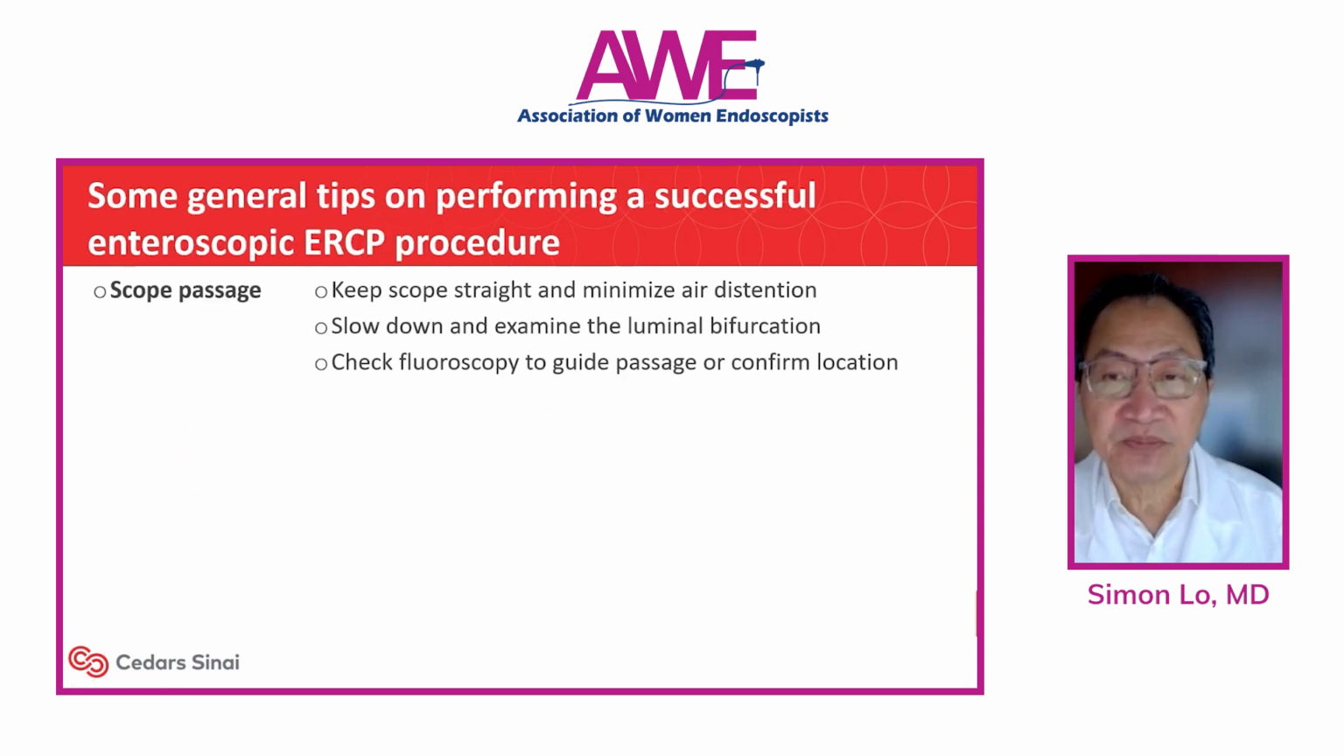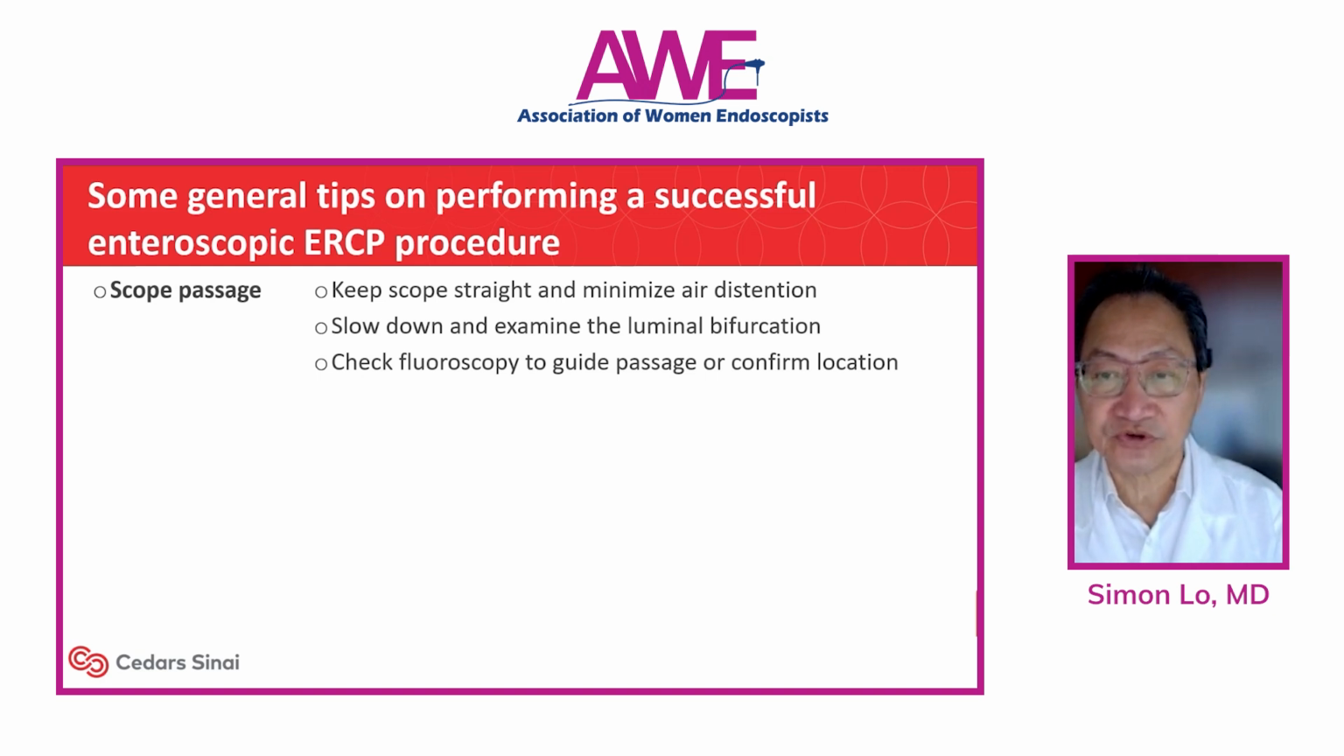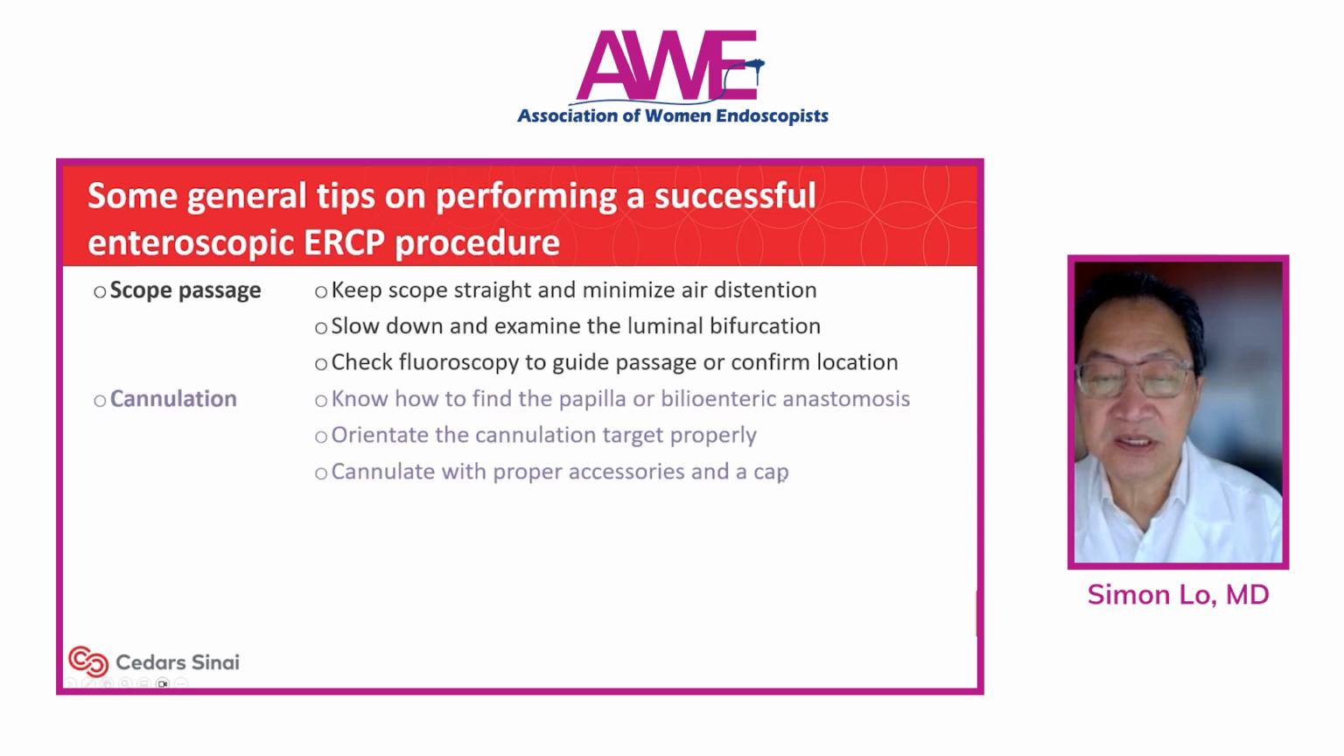Some of the general tips for performing a successful enteroscopic ERCP, if you're using the enteroscope, are to keep the scope straight and, again, minimize insufflation. Slow down when you're near the anastomosis or the bifurcation, and use fluoroscopy to help you know where you are and how to pass the scope.